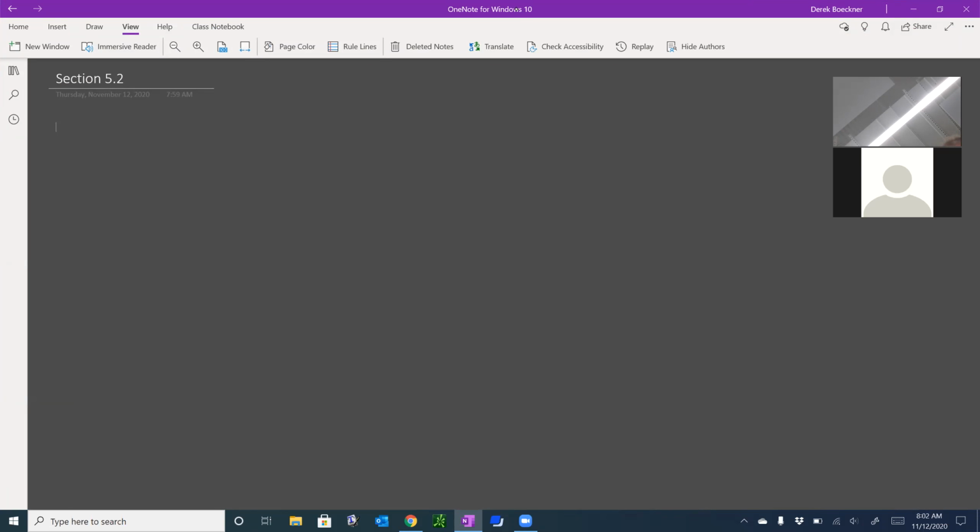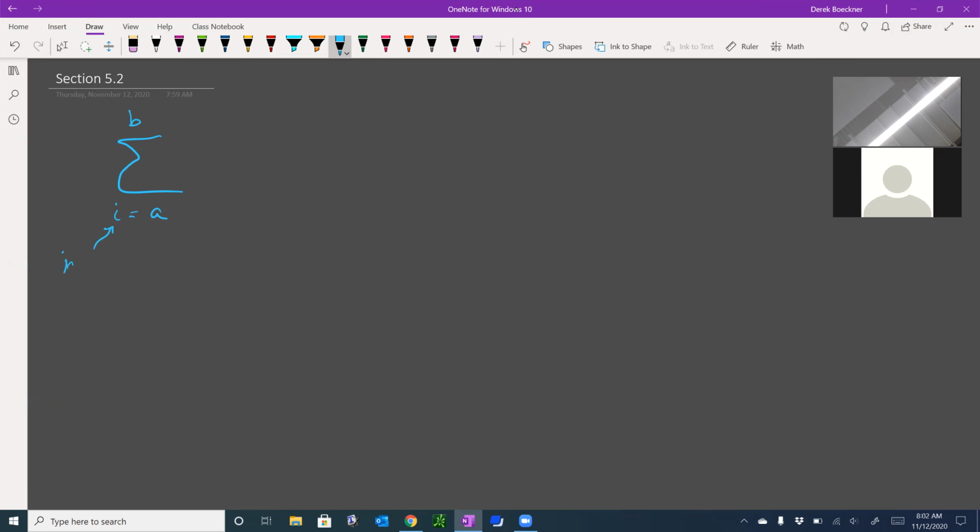So 5.2 is about the summation notation stuff again. So let's just recall what that is. I've got a sum, and there's an index set, usually the integers, and so the index value starts somewhere and ends somewhere. This is the index variable. This is the starting index value. And this is the ending index value.